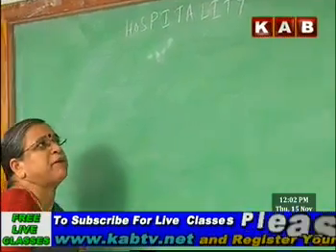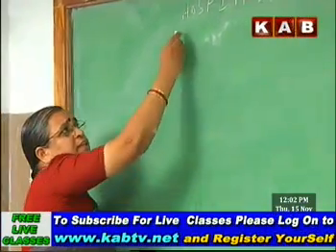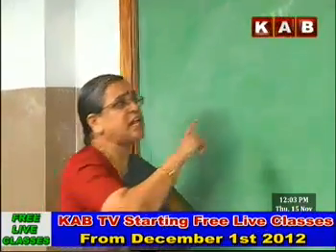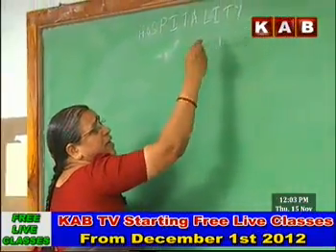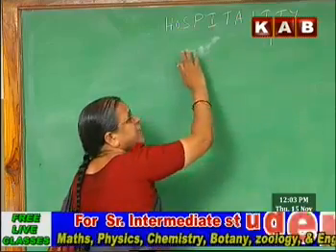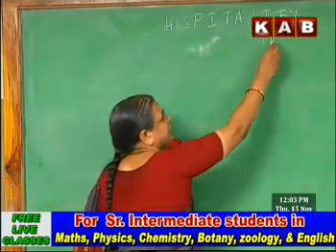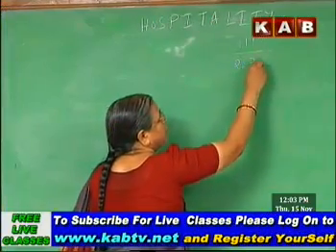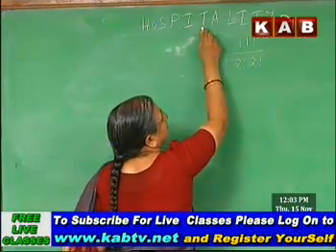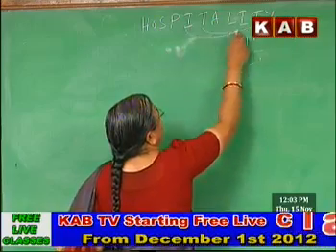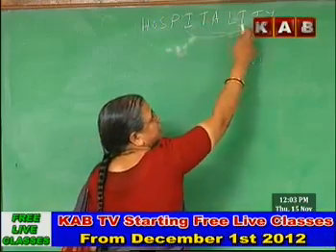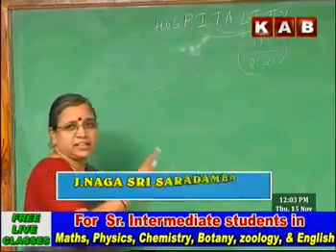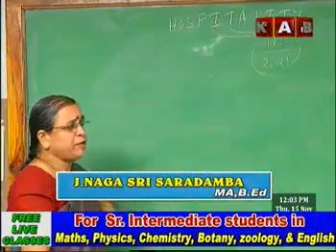Combinations and permutations. There is a word, hospitality. In this, there are 11 letters. Without any restriction, these 11 letters can be arranged in 11 factorial by 2 factorial into 2 factorial, because 2 T's are there and 2 I's are there. These two are alike and these two are alike. Therefore, all the 11 letters can be arranged in a row in 11 factorial by 2 factorial into 2 factorial ways.